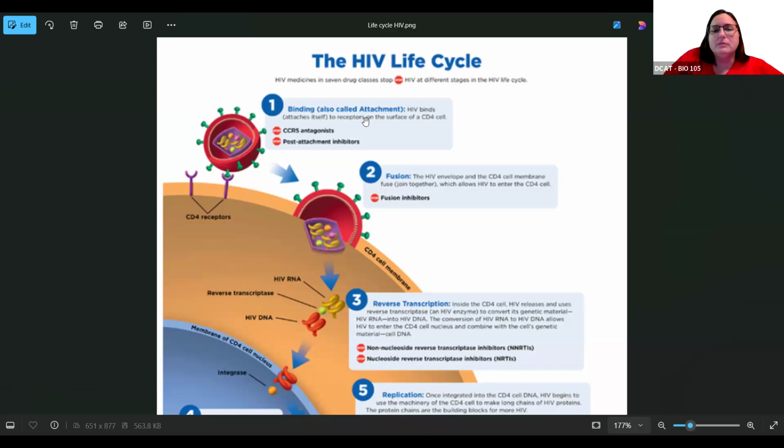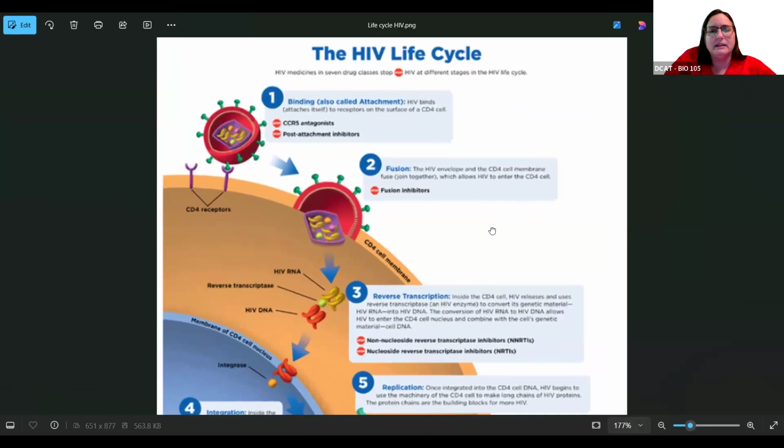then it's going to move on to the second step. Now, what I do want to point out right here is each of these little things that says stop, okay? This is the type of drug that will stop the HIV virus at this point. So if the patient is on a CCR5 antagonist or a post-attachment inhibitor medication, it's going to stop this from happening. So it's a way to prevent the HIV cell from attaching to the CD4 cell.